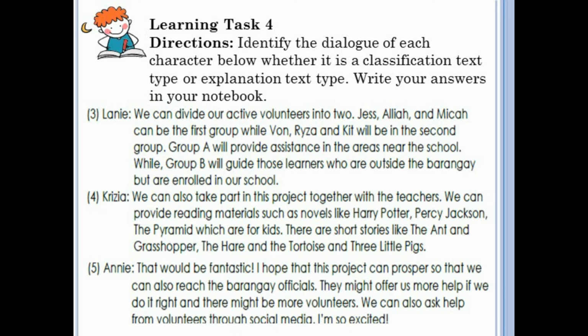Number 5, Annie: That would be fantastic. I hope that this project can prosper so that we can also reach the barangay officials. They might offer us more help if we do it right, and there might be more volunteers. We can also ask help from volunteers through social media. I'm so excited!